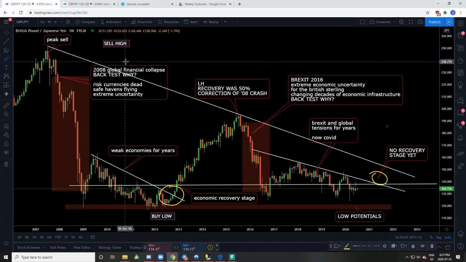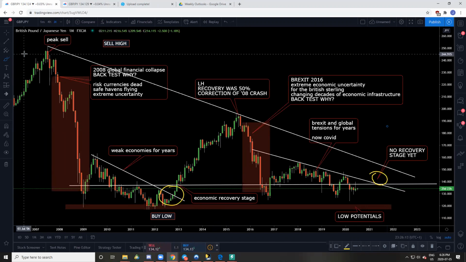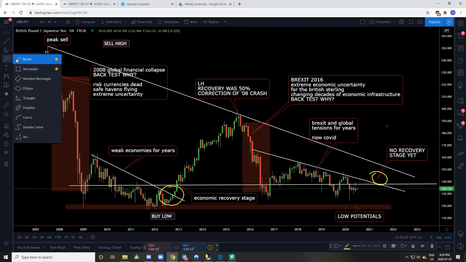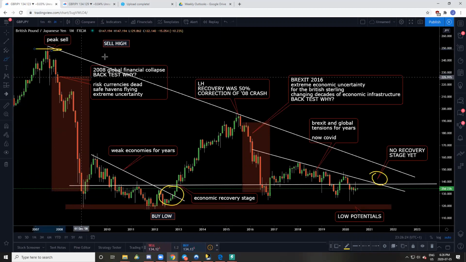For those of you who don't know, in 2008 U.S. markets collapsed due to mortgage-backed securities being pretty much nothing, right? And this U.S. collapse led to a global market collapse, which of course ensued huge market fear and changed risk sentiment for the next few years, where risk currencies were basically dead, safe havens were flying, and the financial markets crashed. This led to an extreme weakness in risk currencies such as the British pound and one-sided volatility of strength in the yen. What that painted was this massive sell-off from a peak sell point.